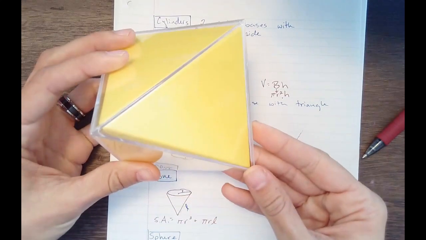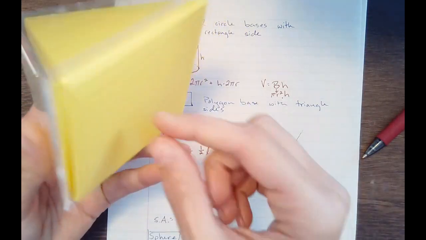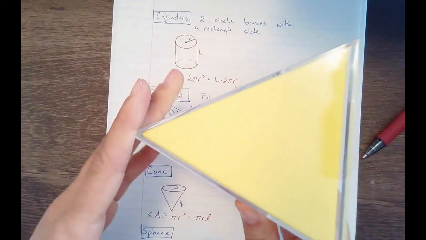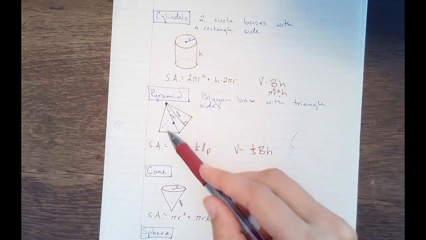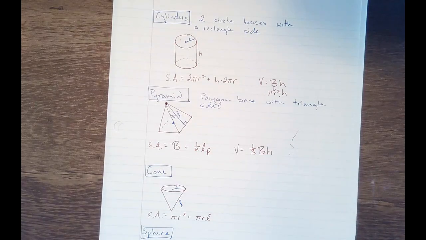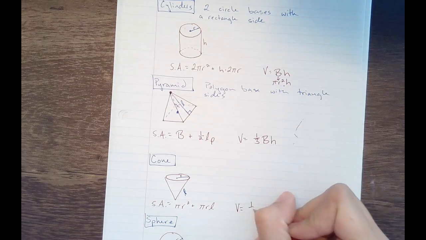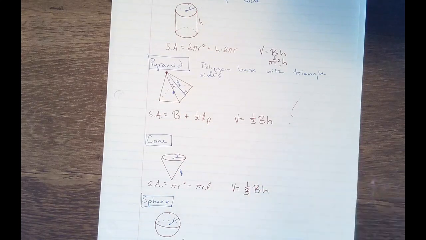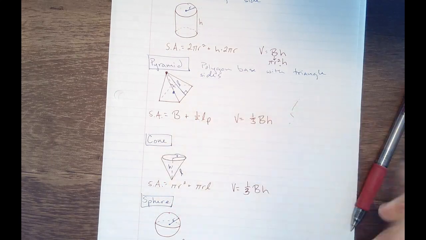Your volume for the cone is actually the same thing. Sorry, 1/3 area of the base times the height, where your height is going to be this distance. And then lastly, our volume of the sphere is going to be 4/3 pi r cubed. So that is everything you need to know about the basics of surface area and volume.